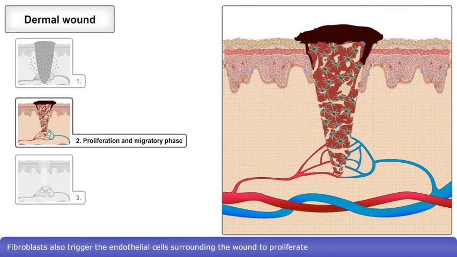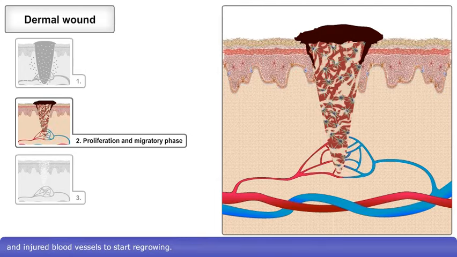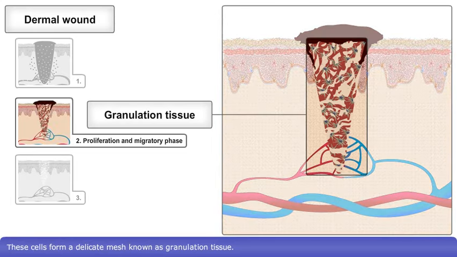Fibroblasts also trigger the endothelial cells surrounding the wound to proliferate and injured blood vessels to start regrowing. These cells form a delicate mesh known as granulation tissue.